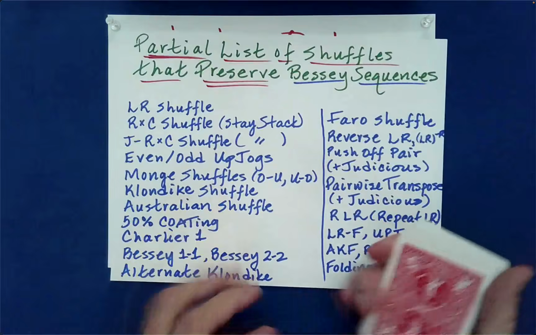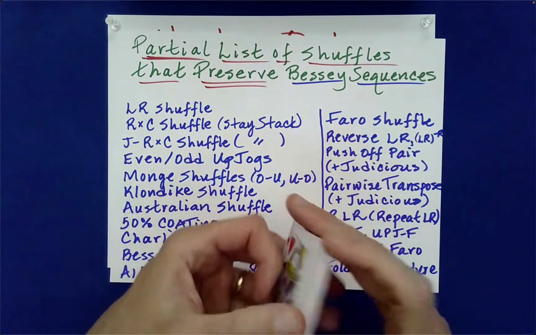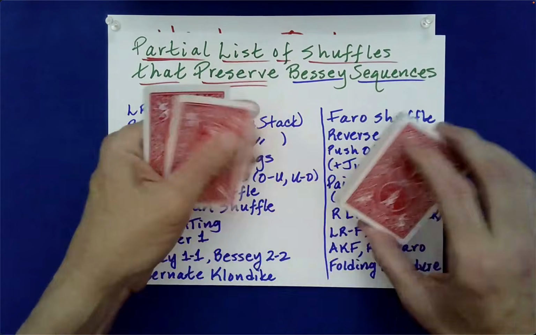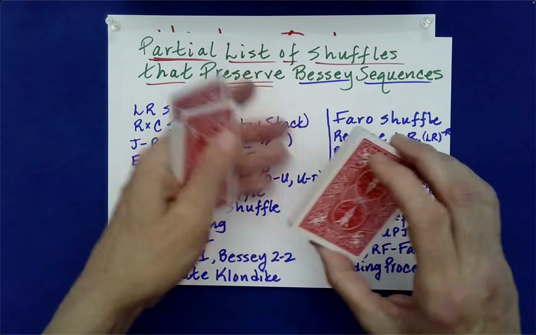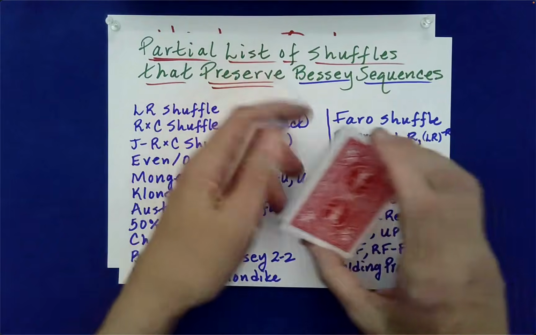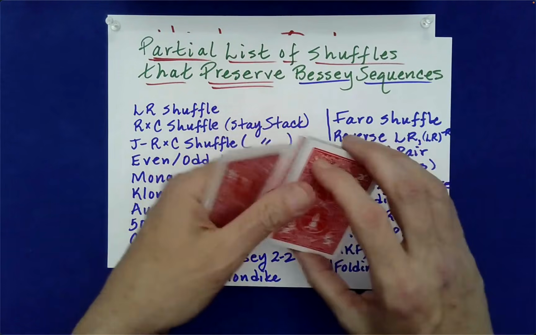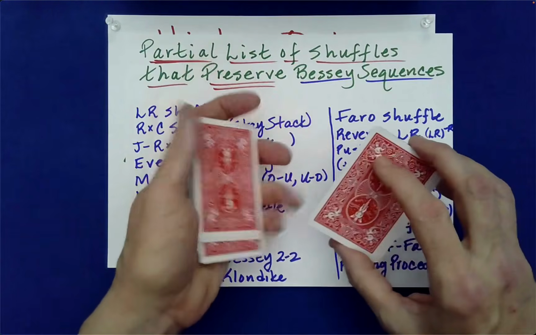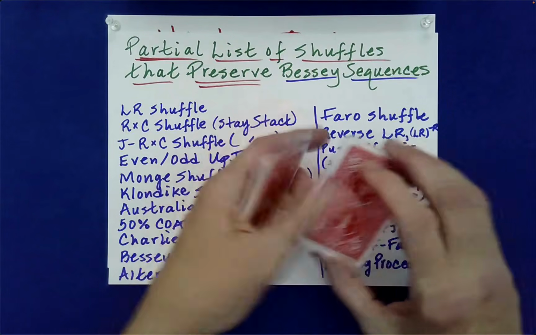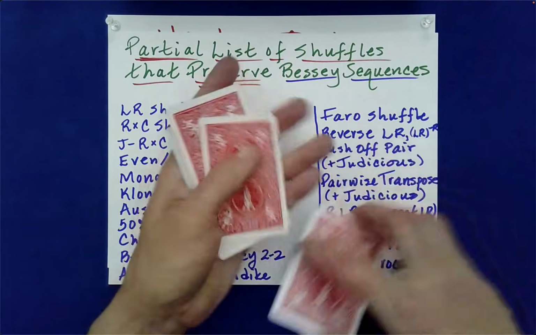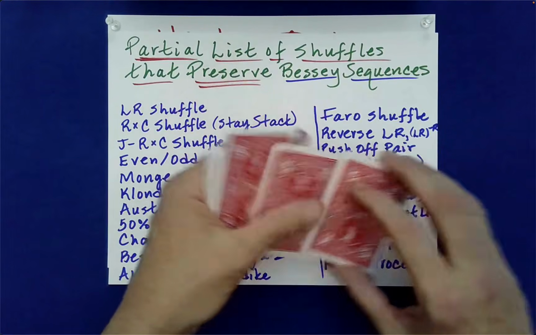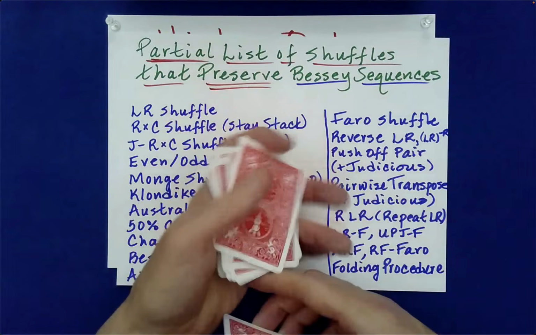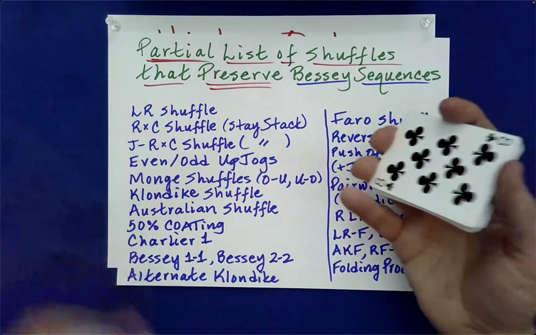Okay, we can do a Bessey 1-1 or a Bessey 2-2, actually. 1-1 is where you take the top and then the bottom, top, bottom, top, bottom. I want to point out that it might seem similar to the Klondike. In some ways it is similar, but it gives you a very different ordering of the cards. So that's important to be aware of. Sometimes shuffles will seem similar, but not identical. And so they give you a different ordering.